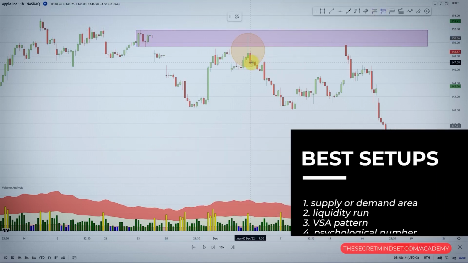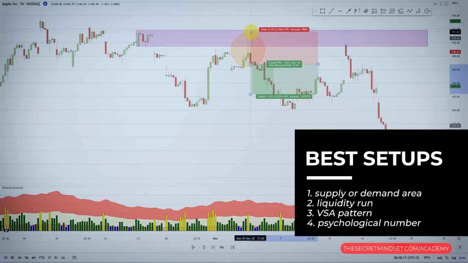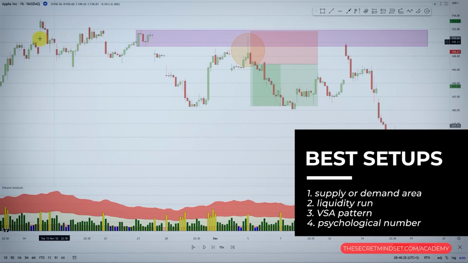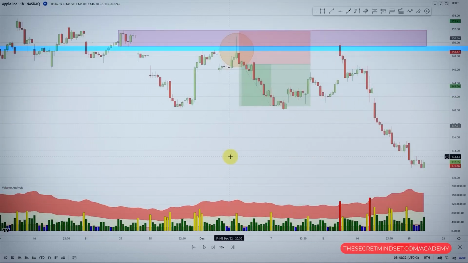These trades are rare. You'll be lucky if you find one trade per week with the supply or demand area, a VSA pattern, a liquidity run, and the psychological number confluence. But when you find this type of trade, don't hesitate and take the trade every single time.